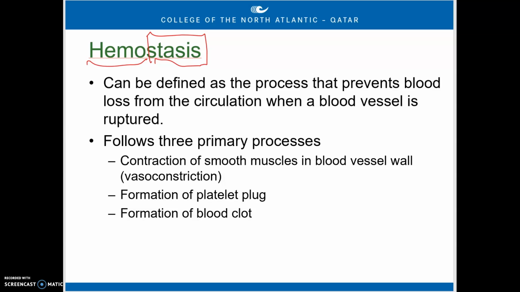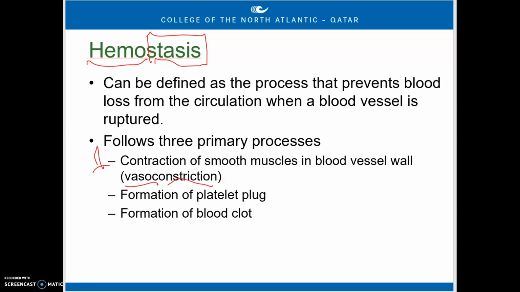So we said we've got these smooth muscles that line all of our blood vessels in our body, and when these are damaged, or a blood vessel is damaged, these muscles will constrict, and we call that vasoconstriction. Vaso is going to refer to the blood vessels, and constriction just means to get tighter or get smaller. So that's our first step, number one, vasoconstriction.